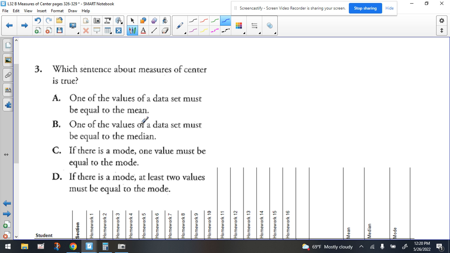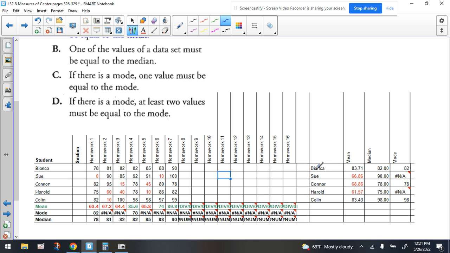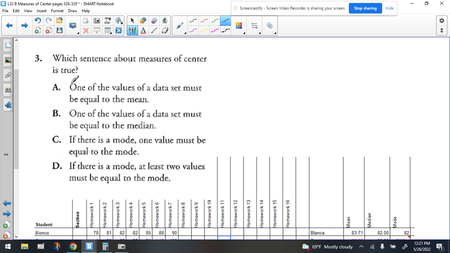Which sentence about measures of center is true? I thought it would be a good idea to look at the hypothetical data as we go through each choice. A, one of the values of the data set must be equal to the mean.